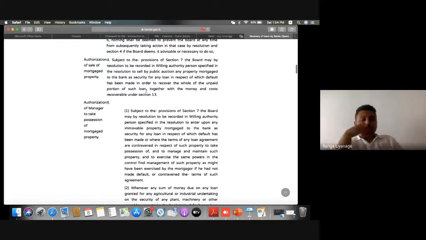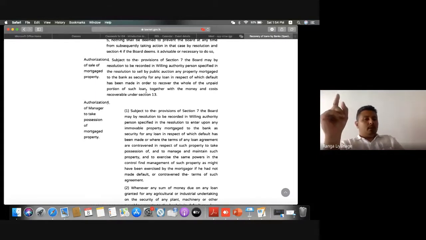Section 5. Authorization of manager to take possession of the mortgaged property. So again, section 4 and 5 both are subject to whatever it contains in section 7. We'll see.